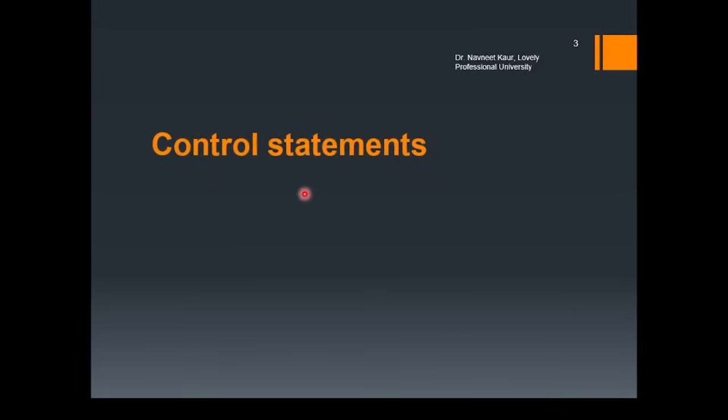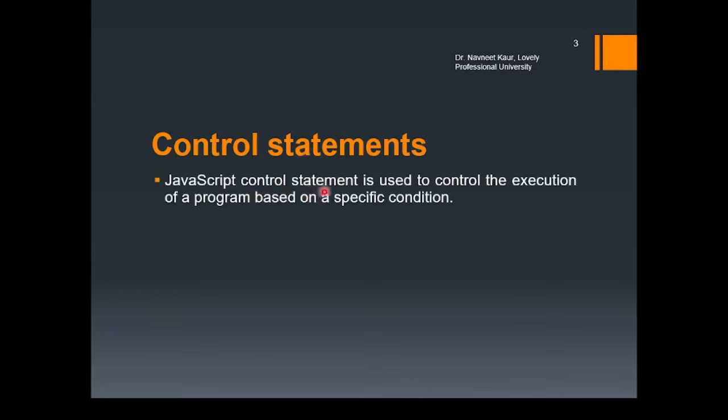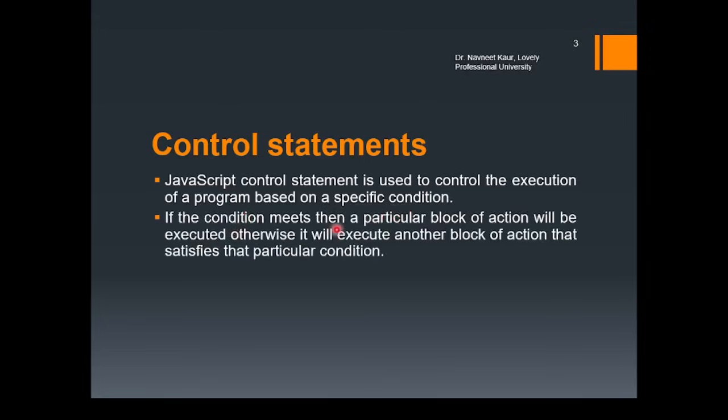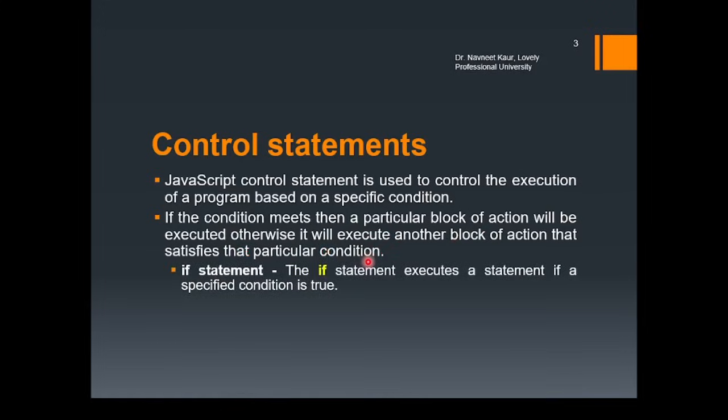As any other programming language, JavaScript also contains different control statements. The control statement in JavaScript is used to control the execution of a program based on a specific condition. And if the condition meets, then a particular block of action will be executed. Otherwise, it will execute another block of action that satisfies that particular condition. So it's of certain types. First one is if statement.